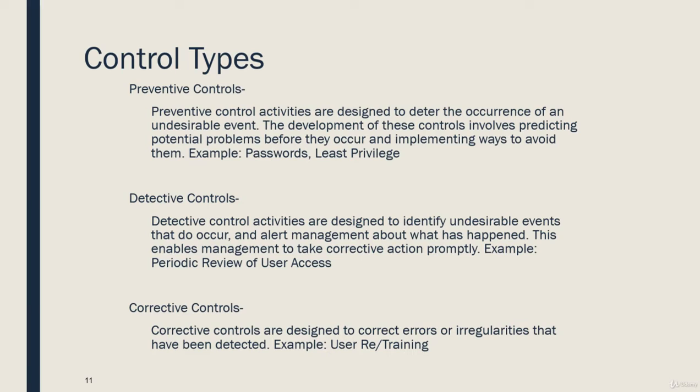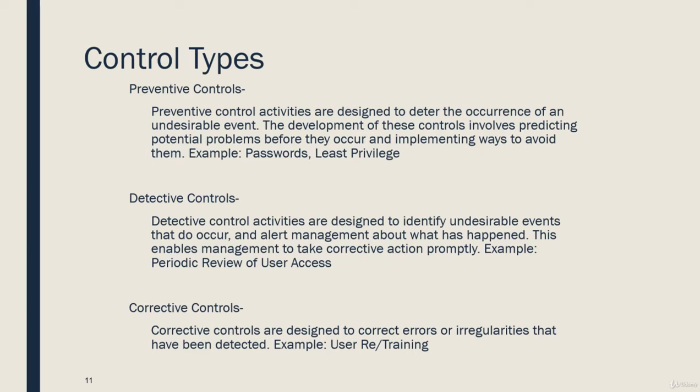The next control type is the detective control. Detective controls are implemented to identify undesirable events that have already occurred. So for example, if your preventative control was not able to stop something from happening, you want to have detective controls in place so that you can actually identify if something bad already happened.